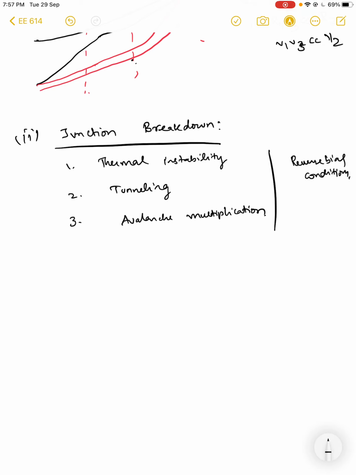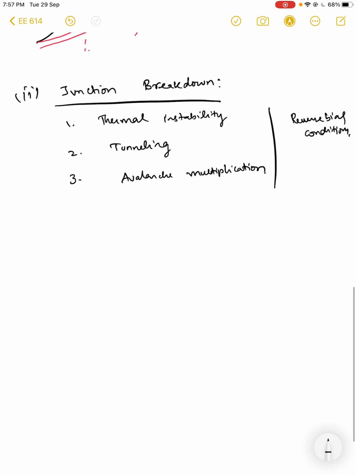whereas the high injection that we saw before is predominantly a forward bias phenomenon. The thermal instability is easier to understand. The total current, as we saw before, is basically J naught times e power QV by KT minus 1. Under reverse bias, this exponential term is much smaller than the constant term. So basically J equals J naught under most conditions, and J naught we know to be given by this equation.